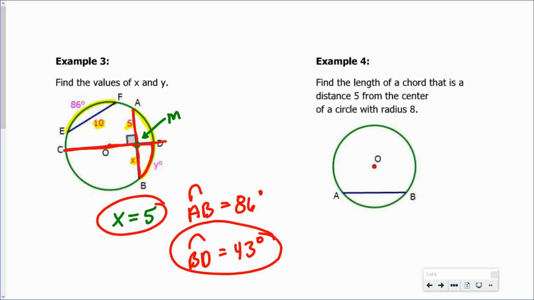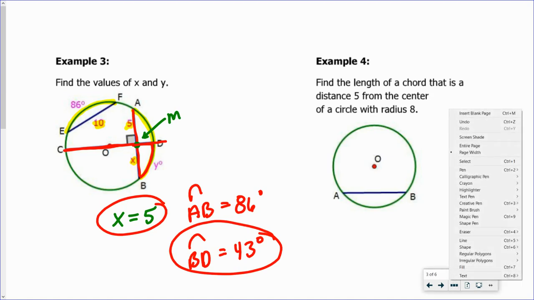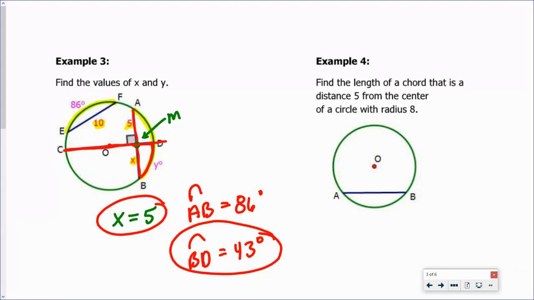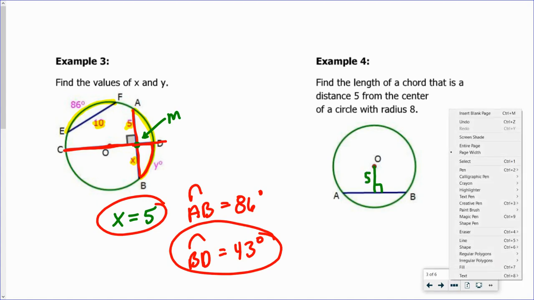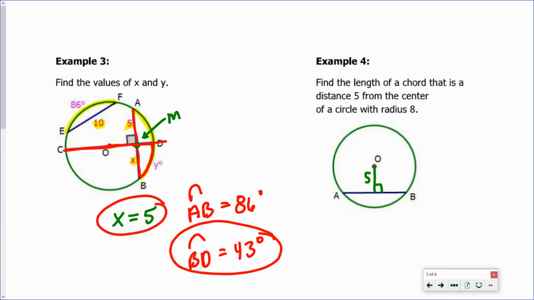Okay, one more example. We want to find the length of a chord that is a distance 5 from the center of a circle with a radius of 8. So let me grab green. All right, so the distance from a point to a line, remember, is the length of the perpendicular segment that connects those. So there's our perpendicular segment, and we know that that's 5 units. That's given to us above. What we're also told is that the radius is equal to 8 units. So I'm going to draw in my radius from O to B, and that's going to be 8 units. And what we want to do is find the length of that chord AB.